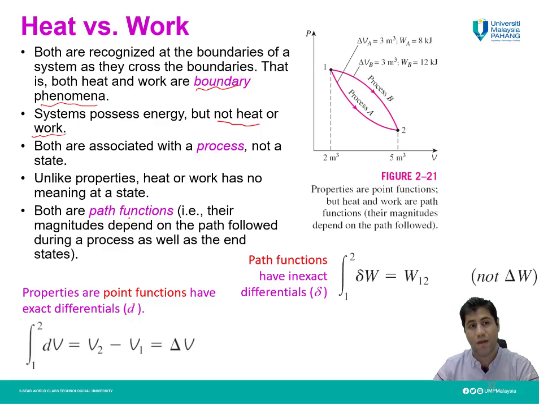Properties which are valid for a state, we call them point functions, like velocity. For example, we can say how much is the velocity at point one, how much is velocity at point two, how much is mass in point one, how much is mass in point two. We call them point functions. Properties which are point functions have exact differentials like this. We can simply write this equation integrated from point 1 to point 2, then you can simply write V2 minus V1, or delta V, the change in the velocity of the system, or even volume of the system.